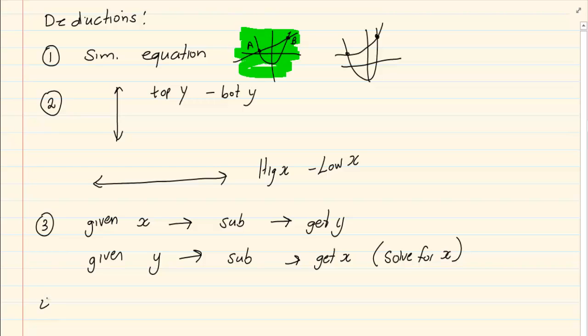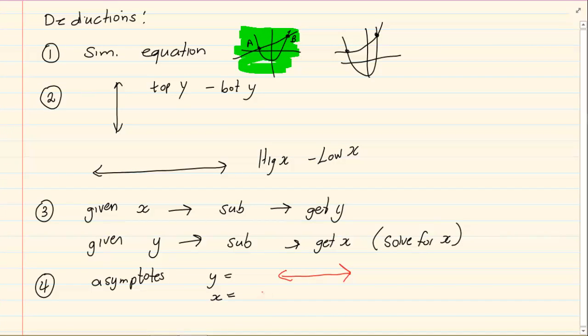Then what they ask you in other graphs is they would ask you the equation of asymptotes. Now what the equation of the asymptote would be is that y would equal a value or x would equal a value depending on how the asymptote is running. If the asymptote is running this way, then it is a y is equal to. But if the asymptote is running this way, then it is an x is equal to. So those are other questions that they would ask you.